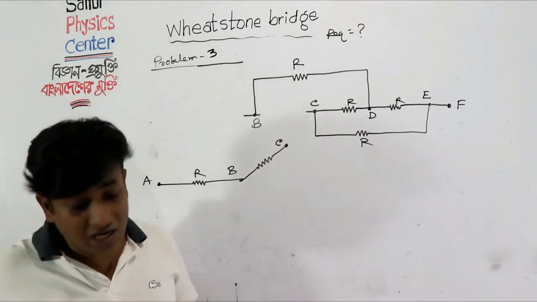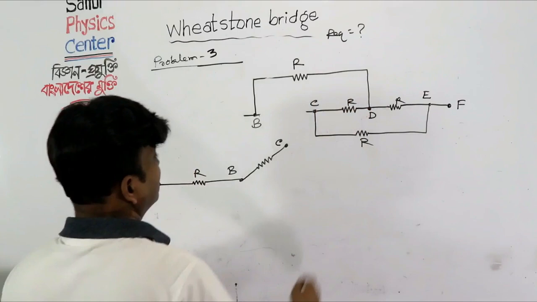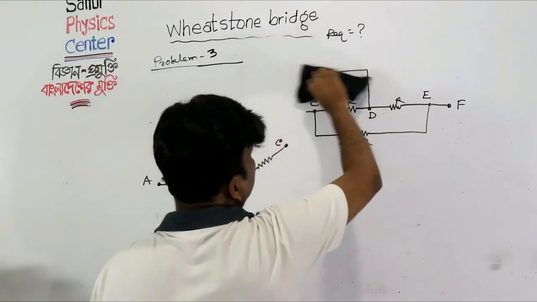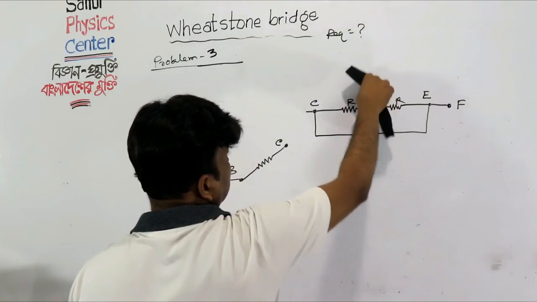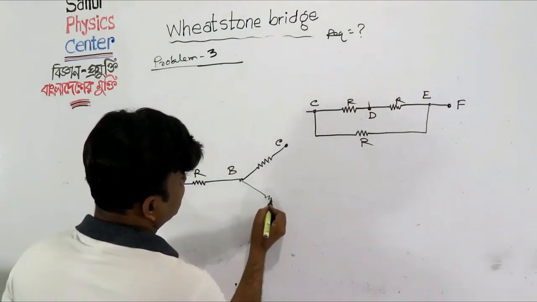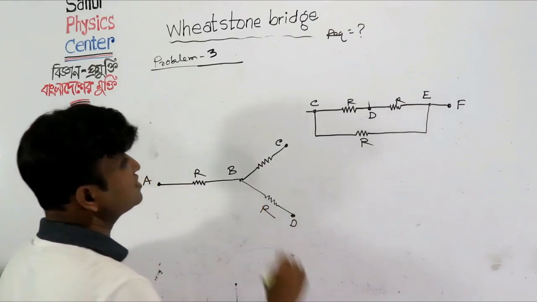Okay, now there is a resistance between B and D. We can take this resistance here, between B and D. This is the resistance.